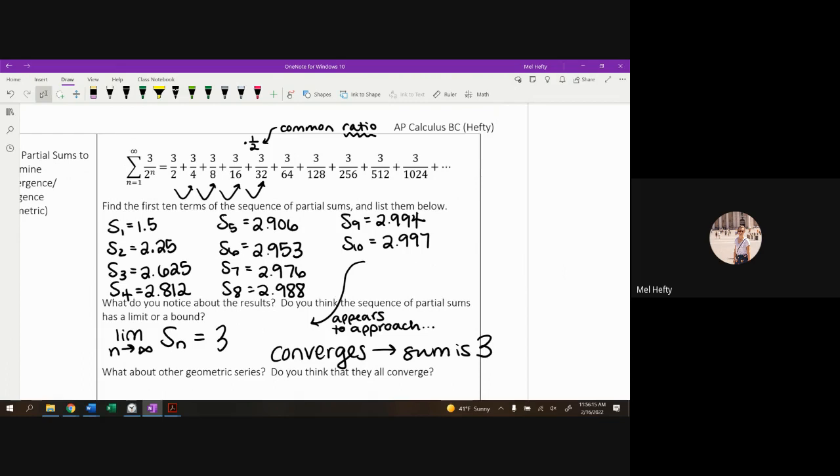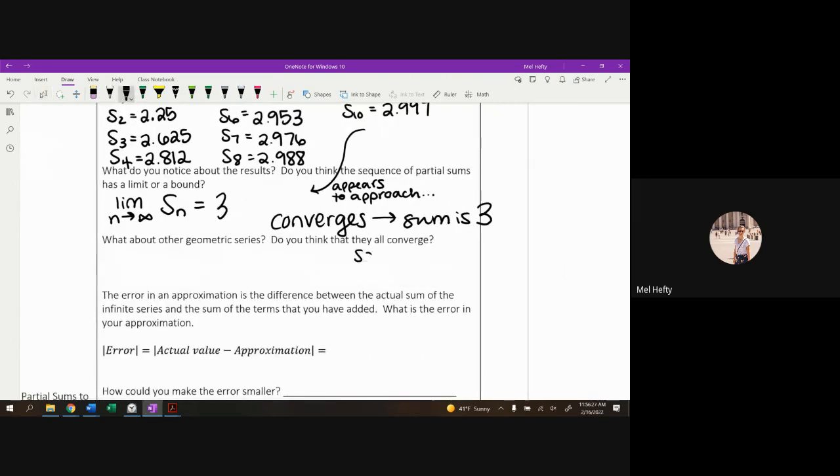The common ratio could be like 5. What if my terms were 1, 5, 25, 125, 625? That's all the powers of 5 I know. That would get really, really big, really, really fast. So some of these will, but it's going to depend on that ratio.